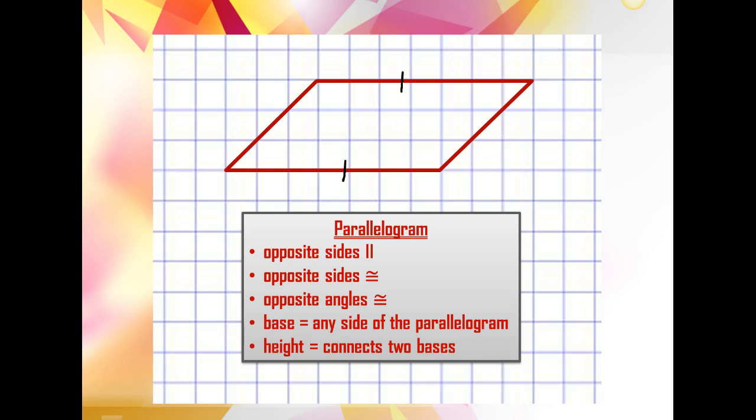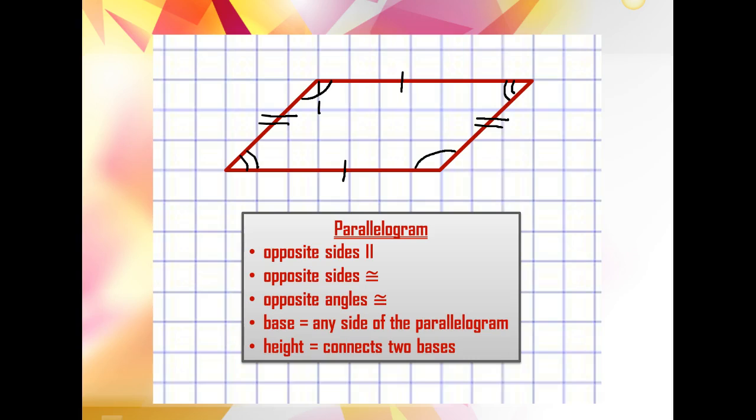Sometimes we see that noted with congruency markers that look like this. The matching pairs show that those opposite sides are congruent. The opposite angles in the parallelogram are also congruent, and they would be marked like this. This can be really handy when we're trying to find missing measurements.